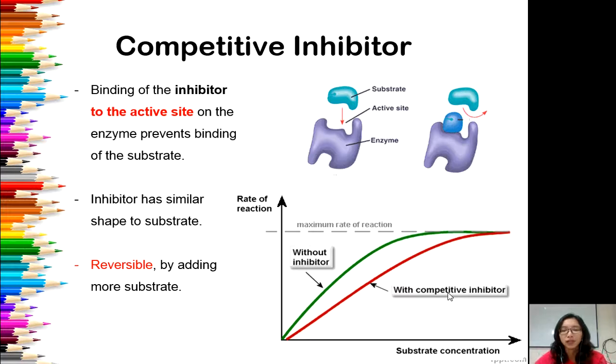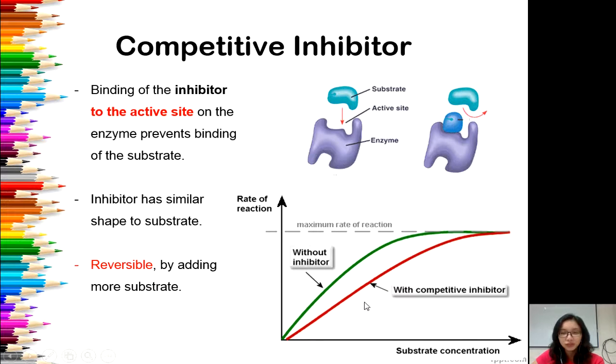If we have only a low substrate concentration, with the presence of competitive inhibitor, of course, it will reduce the rate of reaction of the enzyme. Here in the curve, I have two lines, the green one and the red one. The green one is without the presence of competitive inhibitor. As you can see, as the substrate concentration increases, the rate of reaction also increases until it reaches the Vmax.